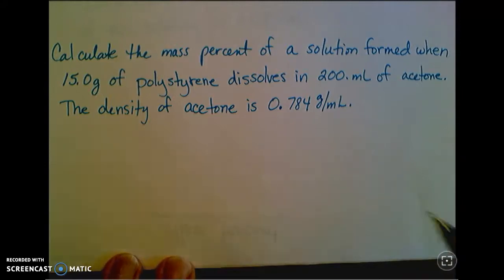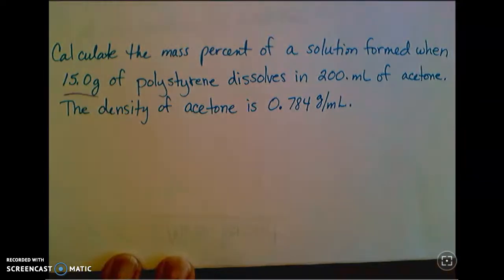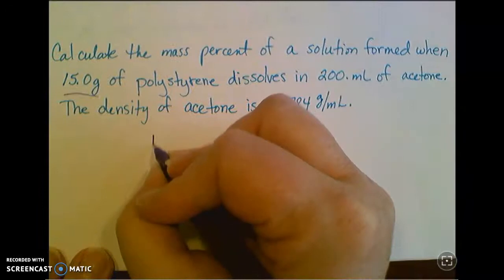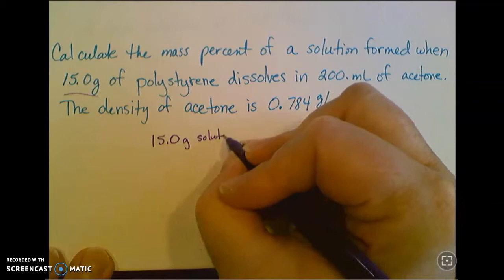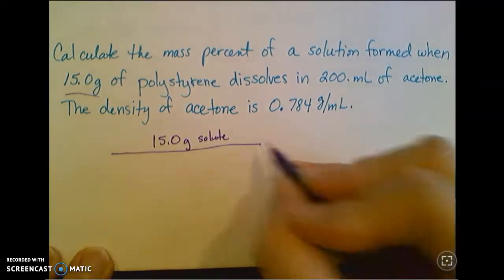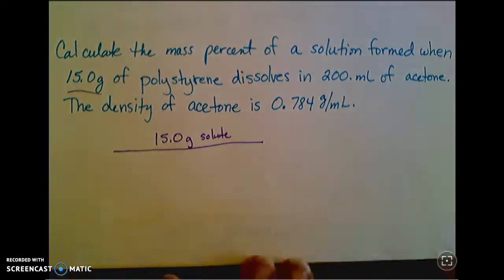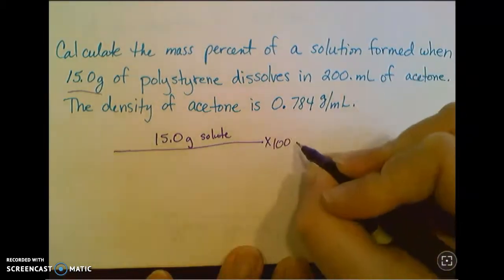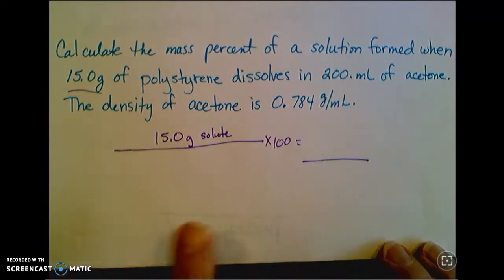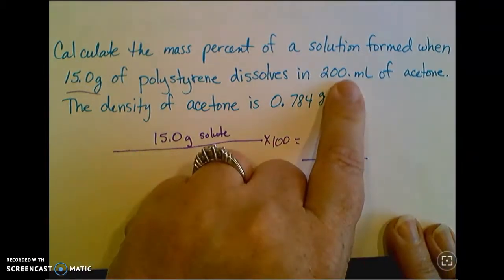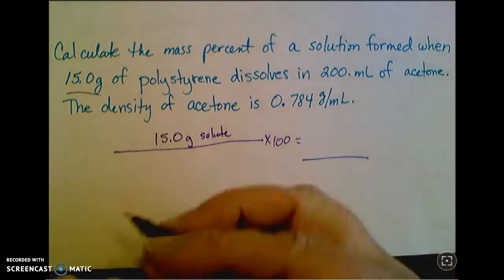So for mass percent, I need the mass of the solute, which I have. I'm dissolving polystyrene. So that's 15.0 grams of solute. I need the total mass of the solution. So here I'm going to have to do a little work before I can put something in my problem and multiply by 100 to get my answer. So I'm going to come down here below and work this out. So I've got 200 milliliters of acetone and it is 0.784 grams for every milliliter.